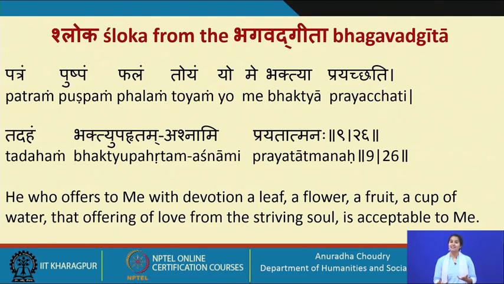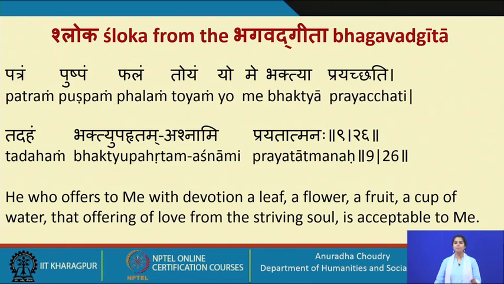Okay, so I'll sing this out for you and I want you to repeat after me and then we'll do it together. But just before we go on, I'll read out the translation once for you. He who offers to me with devotion a leaf, a flower, a fruit, a cup of water, that offering of love from the striving soul is acceptable to me. And I'll do this with a tune now for you.